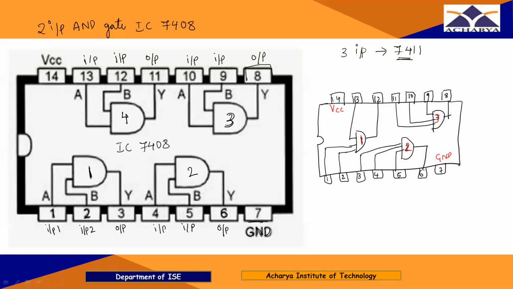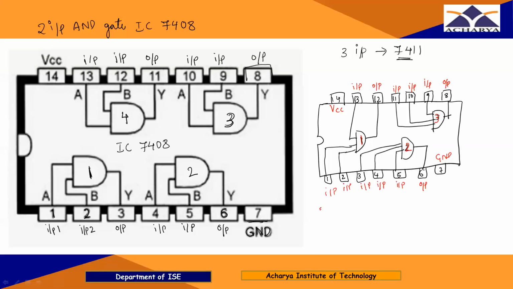So for the first gate, pin numbers 1, 2, and 13 are the inputs, and 12 is the output. For the second gate, pin numbers 3, 4, and 5 are the inputs, 6 is the output, 7 is ground. For the third gate, pin numbers 9, 10, and 11 are the inputs, pin number 8 is the output.